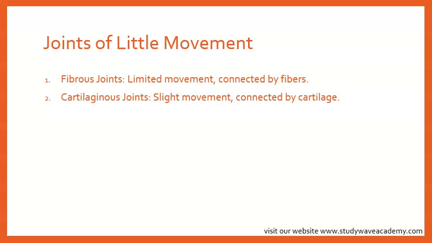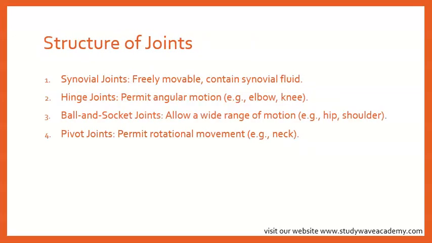Cartilaginous joints have slight movement, connected by cartilage. These joints permit slight movement, okay? An instance is the joints between vertebrae in our spine, offering support while allowing some flexibility. Okay? Do we understand? We're going to be looking at the structure of joints. The structure of the joints refers to how different bones are connected, allowing your body to move. Joints come in various types, each with its own way of working.